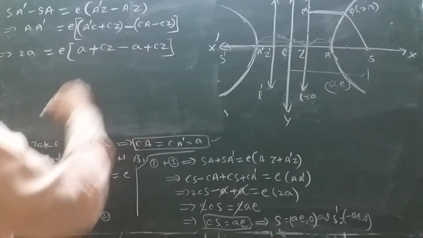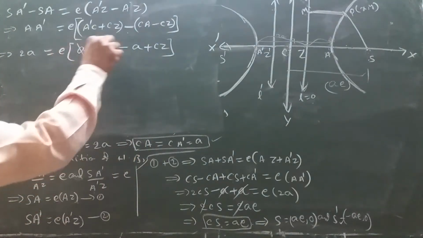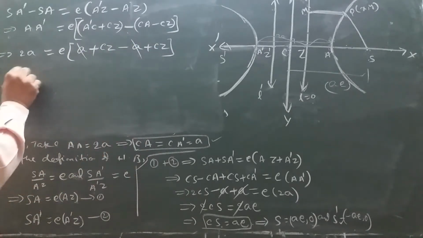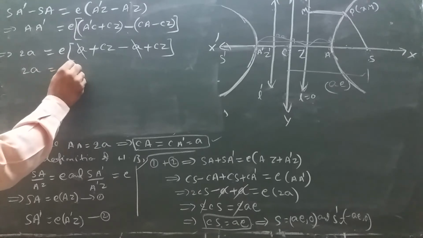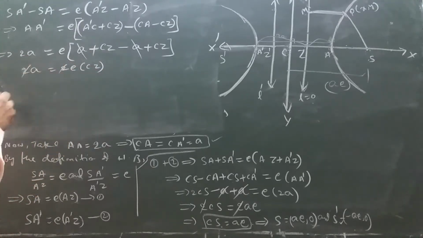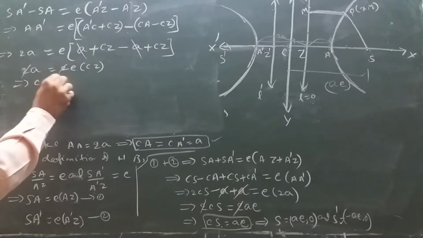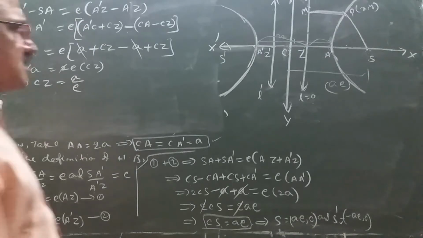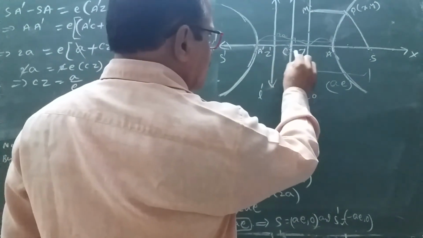We don't know the value of CZ. By simplification, plus A minus A get cancelled. CZ plus CZ is 2CZ. 2A is equal to 2E into CZ. 2 get cancelled. That implies CZ is equal to A by E. What is the CZ? The distance between C to Z.